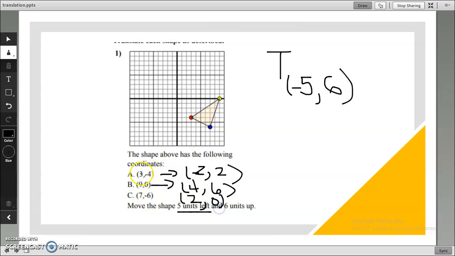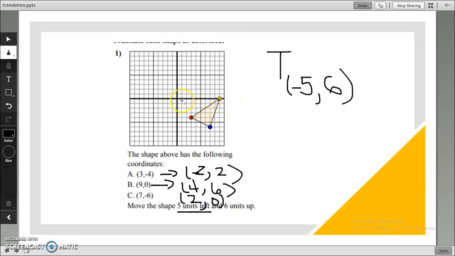And again, I didn't say it here, so I'll say it again. 3 plus -5 gives me -2. -4 plus 6 gives me 2. 9 plus -5 gives me 4. 0 plus 6 gives me 6. So we'll come over here and we'll make our new points.